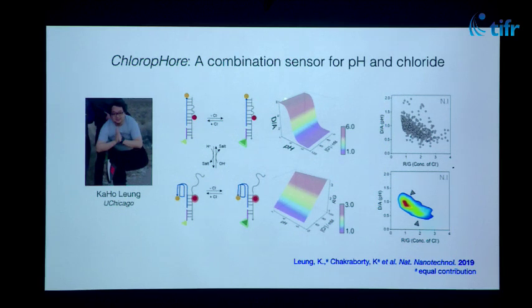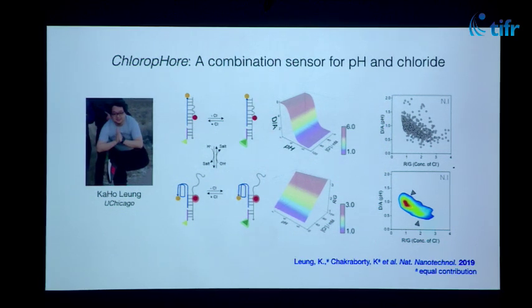And so we were able to show that the pH sensing module is independent of the chloride sensing module. Regardless of whatever chloride value you have, the pH sensitivity of your device is retained. And the same is true for chloride. Regardless of whatever pH value you have, your chloride performance is the same. This is what I've just described to you.